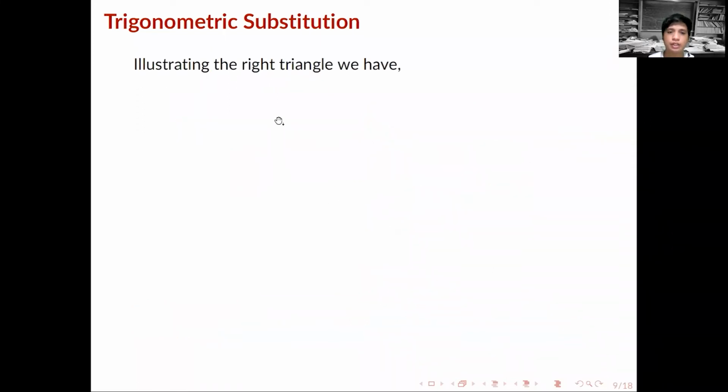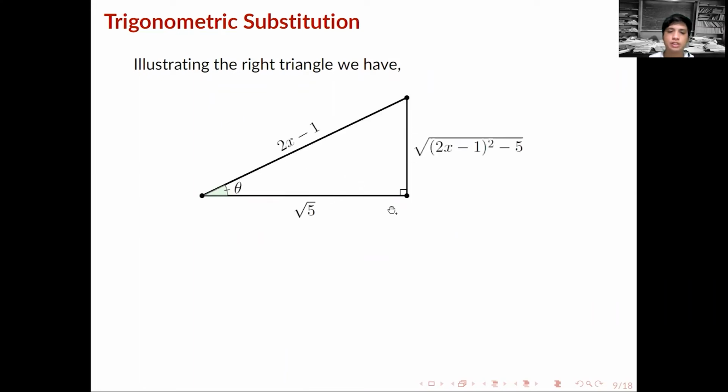Now let's illustrate our reference triangle. So here it is. And based on this, we can deduce that cosine of theta is equal to square root of 5 over 2x minus 1. And by taking the inverse cosine of that equation on both sides, we will obtain theta is equal to inverse cosine of square root of 5 over 2x minus 1.